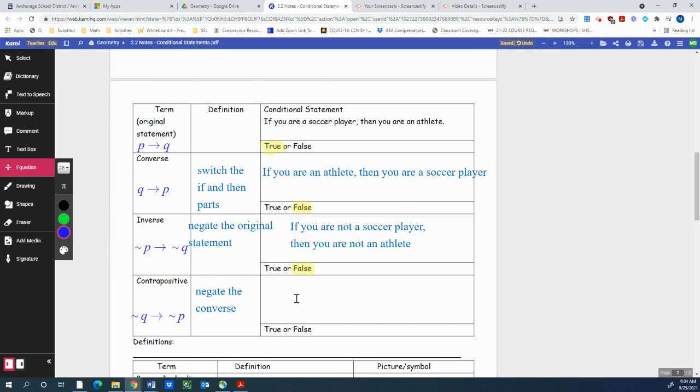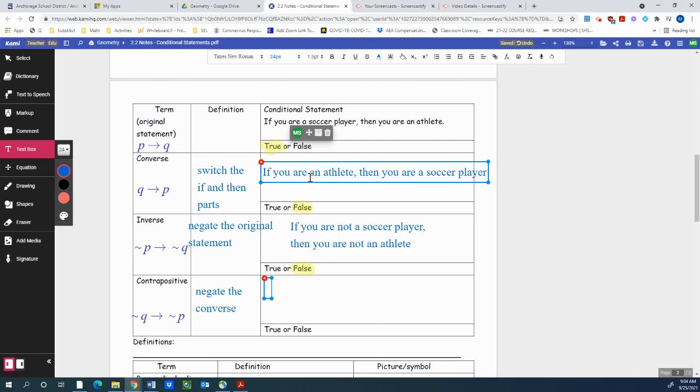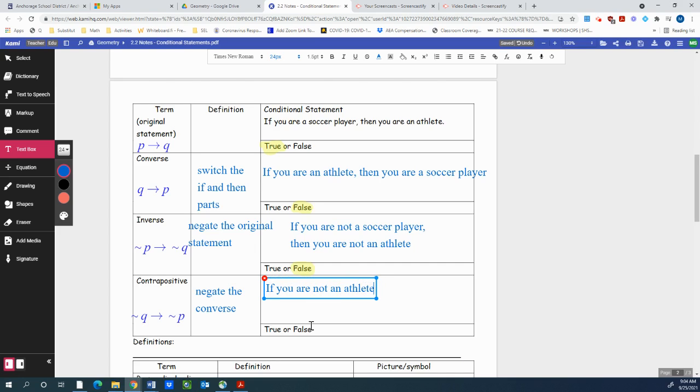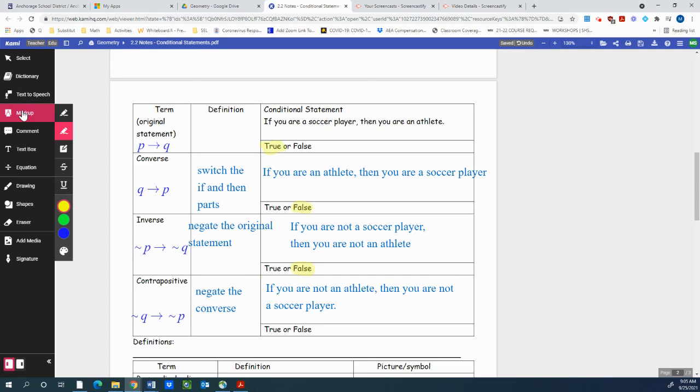Our statement, if we went back up to the converse, if you are an athlete, then you are a soccer player, would be if you are not an athlete, then you are not a soccer player. Then we're supposed to assess a true or false statement about that. If you are not an athlete, then you are not a soccer player. Many people feel that that would be a true statement. If you are not an athlete, then you probably wouldn't be a soccer player.